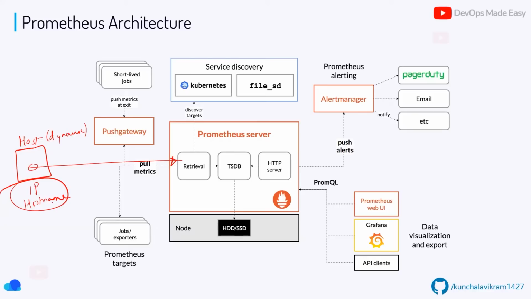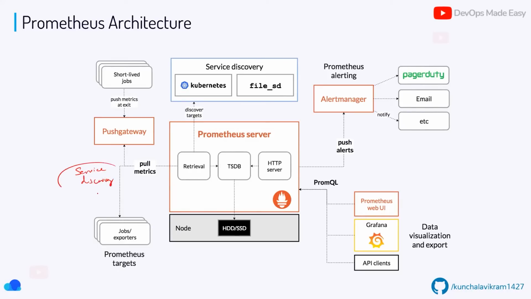Then Prometheus cannot get this information every time, right? I cannot give this information manually. So in this case, it uses so-called service discovery. This is a mechanism that automatically discovers its targets, like pods which are created and destroyed all the time. So using service discovery, I can get the real-time targets.